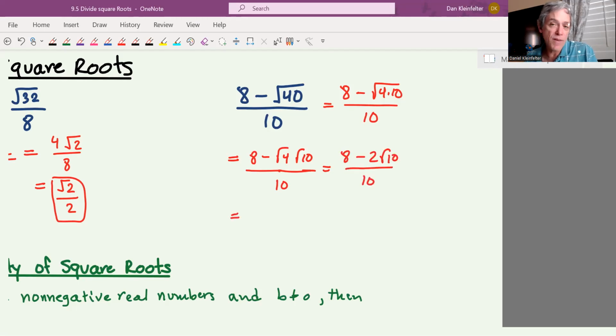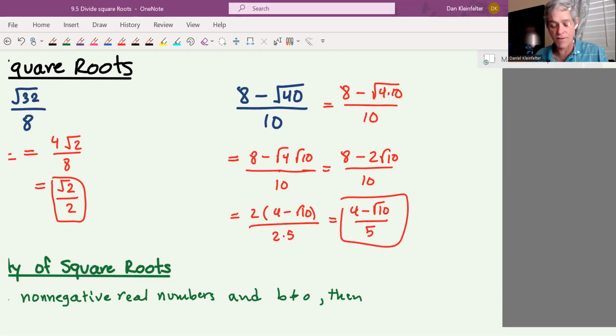And here there's a common factor of 2 in the numerator and denominator. So let's factor that 2 out of the numerator. And then when we divide out that common factor of 2, we'll have 4 minus root 10 over 5. And that is the end of that.